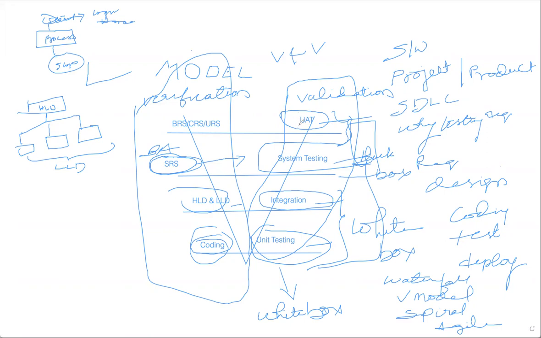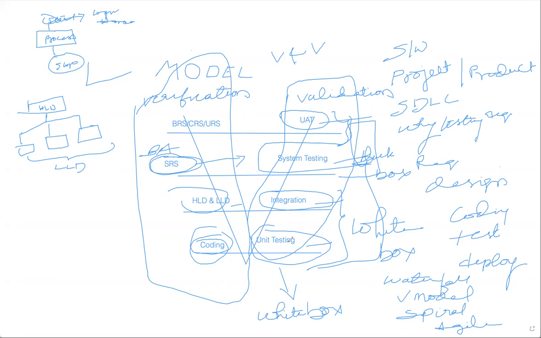So one side is verification, which is done only before the software is ready, and on the other side is validation, which is done only after the software is ready. As I said, there are two things we need to remember. Verification should be performed before the software is ready. That means we verify only documents. So verification means we verify only the document part.